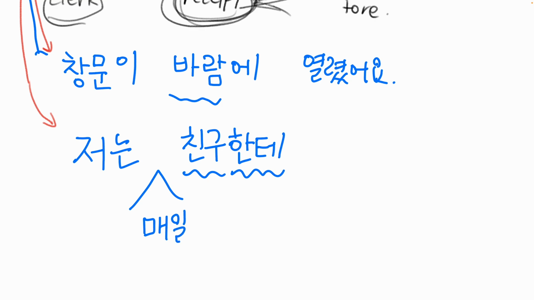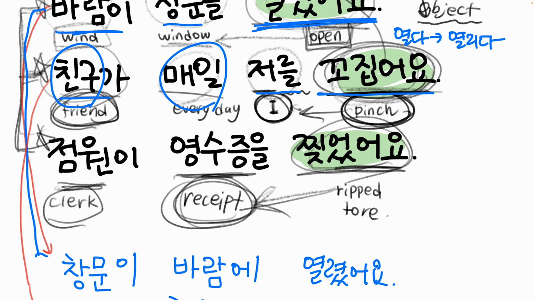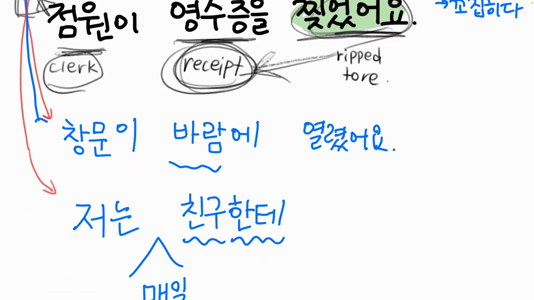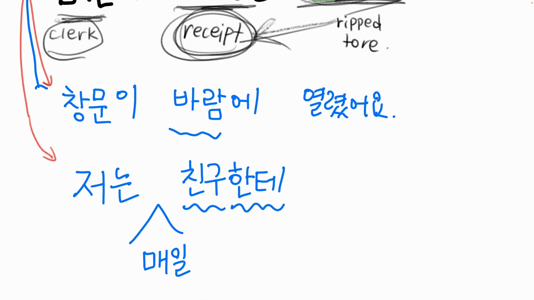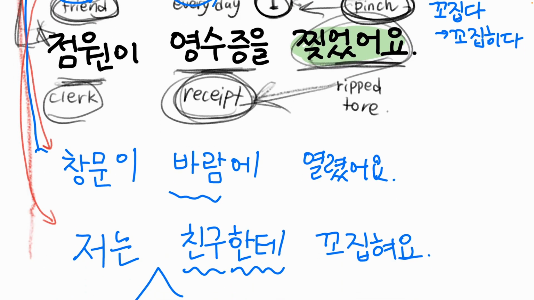Doesn't matter if you put 매일 here or here, as long as it's before the verb. There's nothing wrong grammatically. So 저는 매일 친구한테 꼬집어요. 꼬집다's passive form is 꼬집히다. So you can say 저는 매일 친구한테 꼬집혀요. 저는 매일 친구한테 꼬집혀요 would be the passive version of 친구가 매일 저를 꼬집어요.